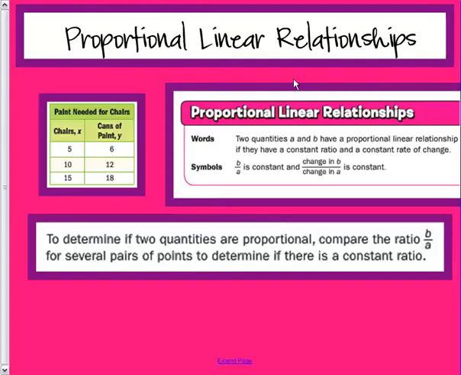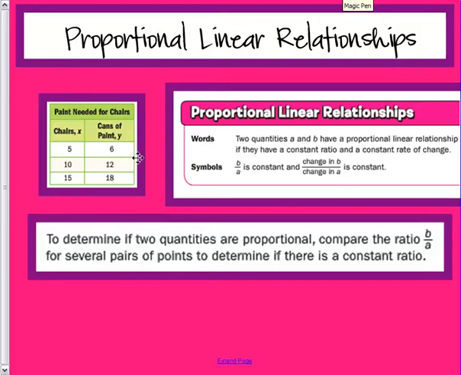All right, so proportional linear relationships. In order for something to be a proportion, they have to have a constant ratio or a constant rate of change, okay? So, for example, B over A is constant, and the change in B over the change in A is constant. To determine if two quantities are proportional, we compare their ratios for several pairs of points to determine if there's a constant ratio.